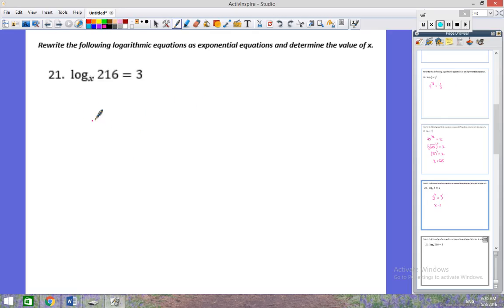Here we have x raised to the 3rd power is equal to 216, and let's try to rewrite 216. I believe that 6 to the 3rd power is 216. So again, it's a one-to-one function. If these two numbers are the same and the exponents are the same, the bases must be the same.